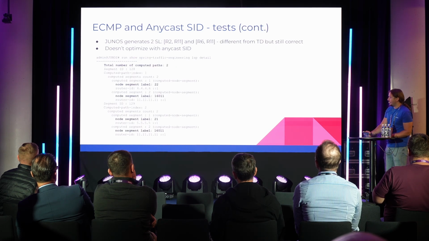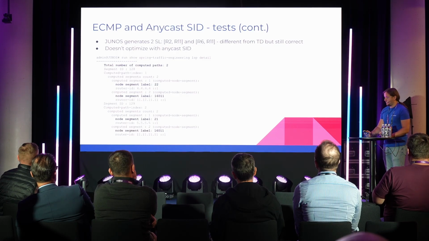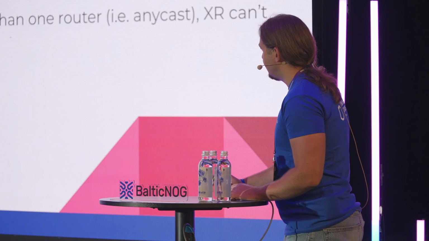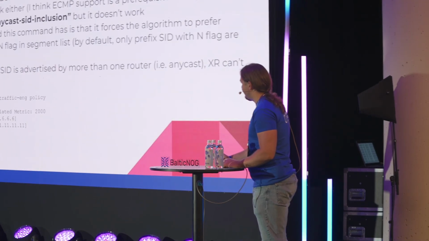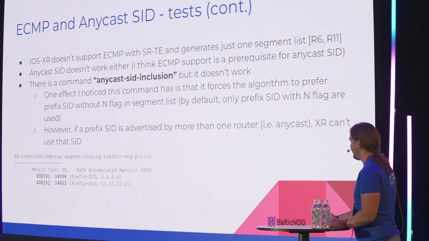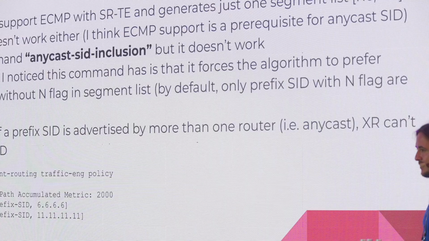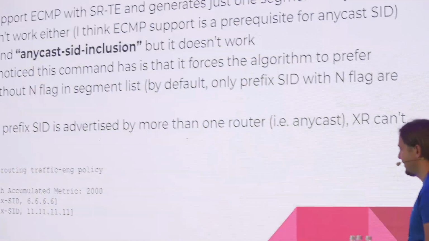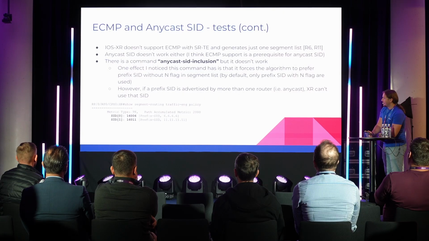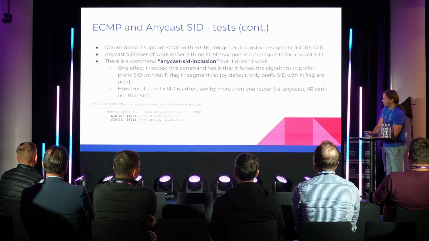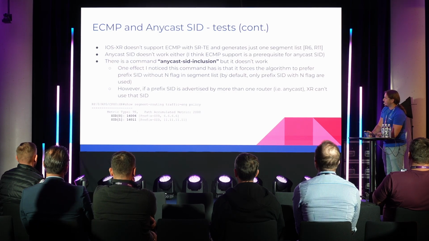Juniper also generates correct segment lists, but interestingly, they are different from Traffic Dictator's, though they will work the same way, but it doesn't optimize with Anycast SID. Cisco confused me a bit because it has this command, Anycast SID inclusion, but I tested in many different scenarios and I couldn't make it work. So if anyone has had any luck with segment routing on IOS XR, let me know. But yeah, it doesn't support two segment lists, it just uses one. So something to be aware of.